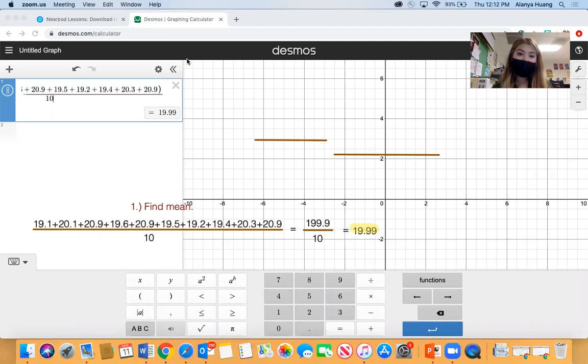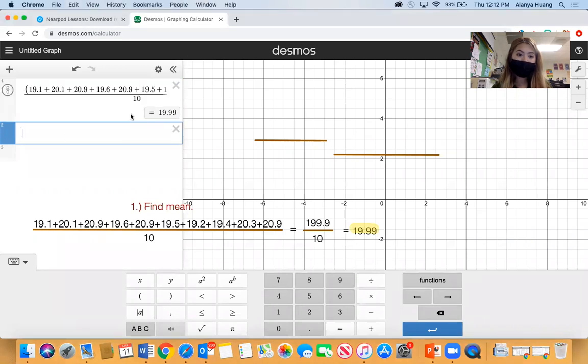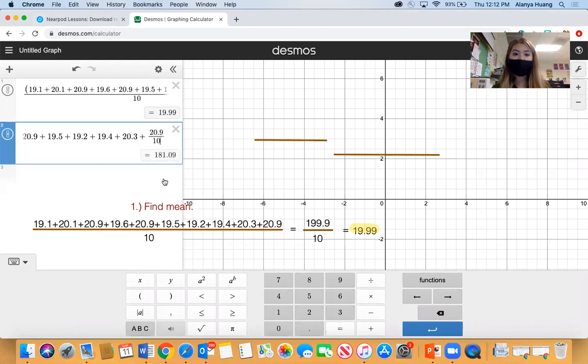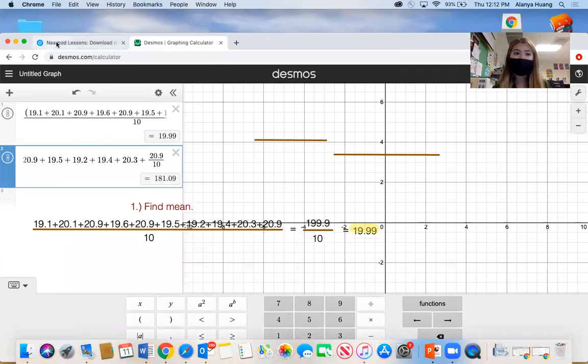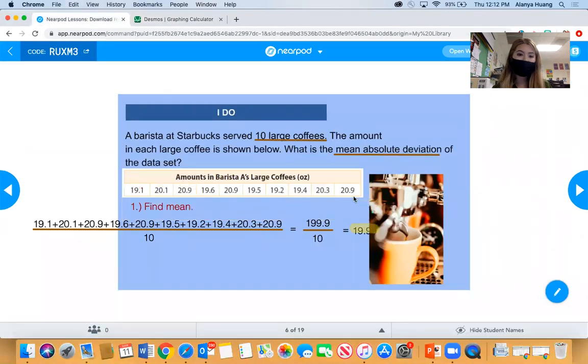But let's say that we didn't type in the numbers with the parentheses, and then we try to divide by 10. Do you see how it gives us a completely different answer, 181.09, because it only divided that last number, that 20.9 divided by 10. So we need to make sure that we're calculating correctly, and especially if we're using Desmos, that we're writing the parentheses. Okay, on to our next step.